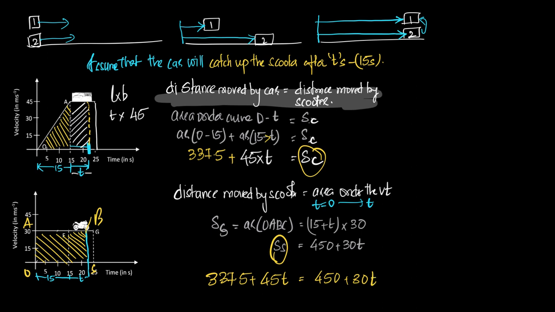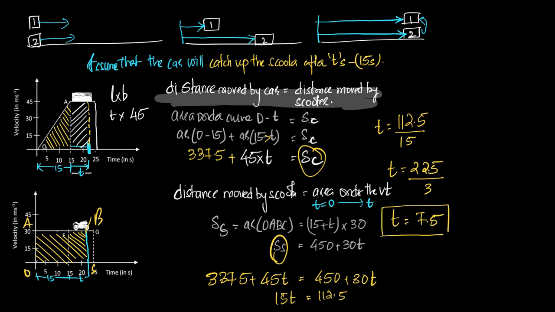So 45t minus 30t is 15t. So 15t is equal to 450 minus 337.5, which is 112.5. So we have t is equal to 112.5 divided by 15. Cancelling by 5, 5 2s are 10, 112.5 times 2 is 225, 225 by 30, so 22.5 by 3. So t is equal to 7.5. So the value of t is 7.5.